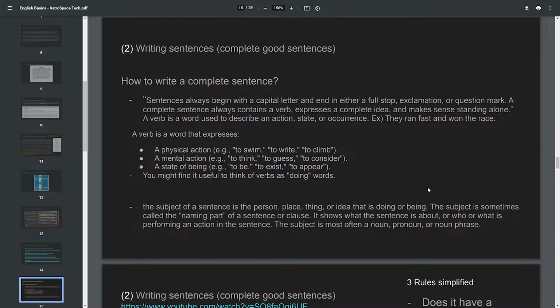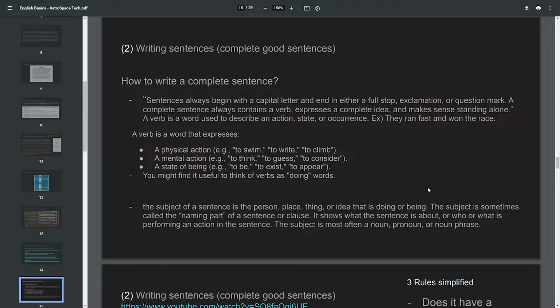The second thing I'm going to talk about is writing sentences, so how to write a complete sentence. Sentences always begin with a capital letter and end in either a full stop, exclamation mark, or a question mark. A complete sentence always contains a verb, expresses a complete idea, and makes sense standing alone. A verb is a word used to describe an action, state, or occurrence. Example: they ran fast and won the race. A verb is a word that expresses a physical action, a mental action, or a state of being. You might find it useful to think of verbs as doing words.